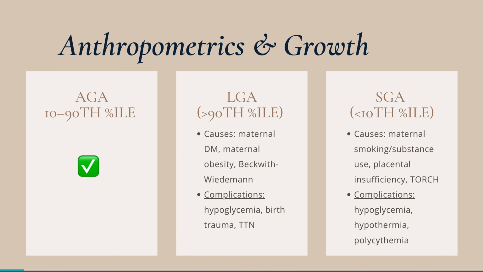Newborns whose weight is within the 10th and the 90th percentiles for their gestational age are considered appropriate for gestational age. Large for gestational age is greater than the 90th percentile, with causes including maternal diabetes, maternal obesity, and genetic syndromes like Beckwith-Wiedemann syndrome. Complications from this include hypoglycemia, birth trauma, and transient tachypnea of the newborn. Small for gestational age is less than the 10th percentile, and causes include maternal smoking, substance use, placental insufficiency, and infections. Complications from this include hypoglycemia, hypothermia, and polycythemia.